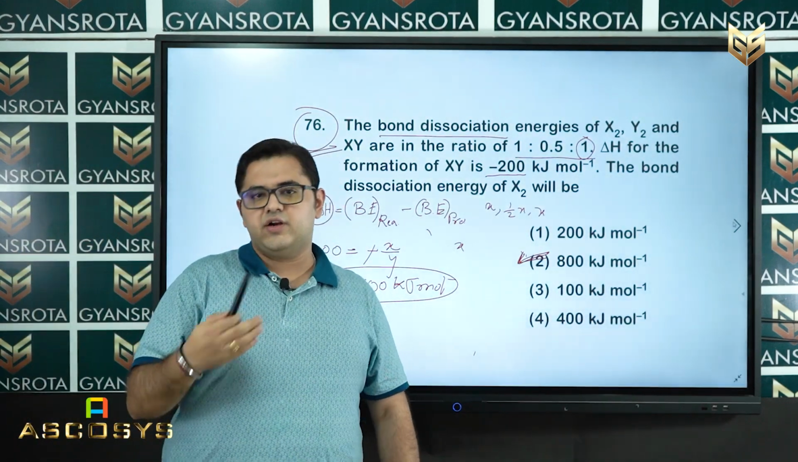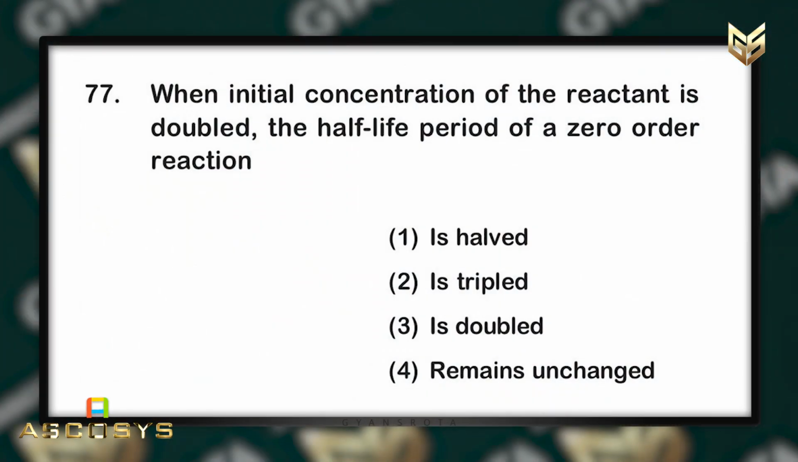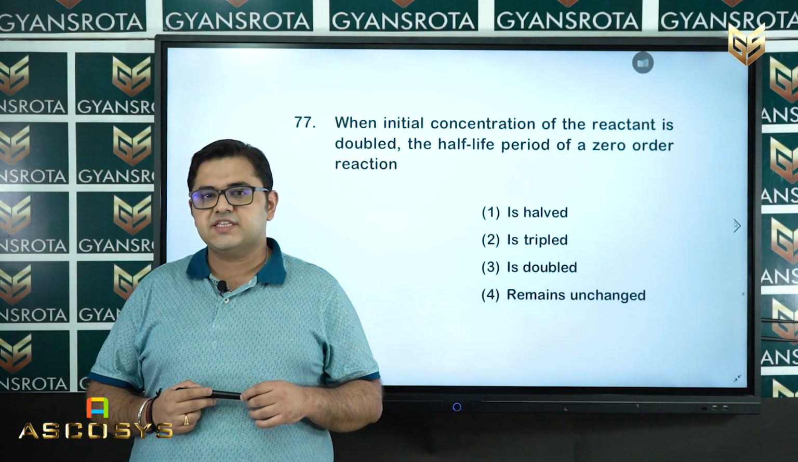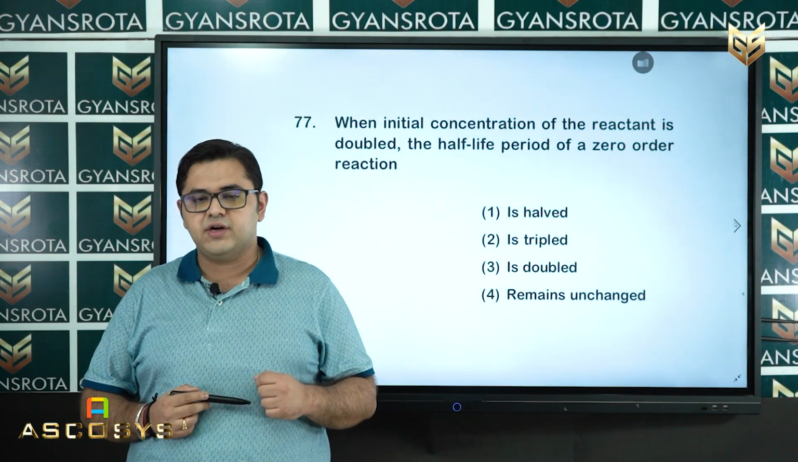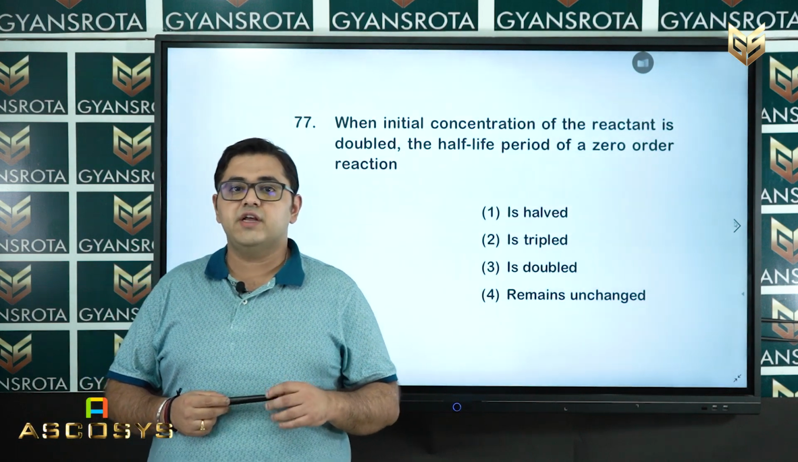Now, we are moving to another question, that is question number 77. Question number 77 is on the screen. When the initial concentration of the reactant is doubled, the half period of a zero order reaction. This question comes from the chemical kinetics chapter of your class 12 NCERT. So, now we are moving to the solution part.